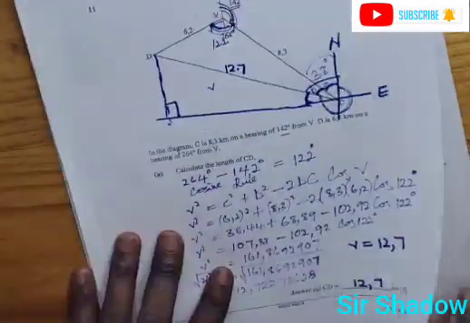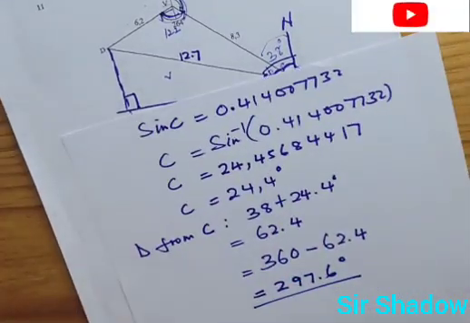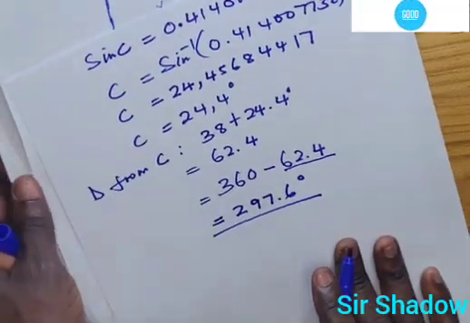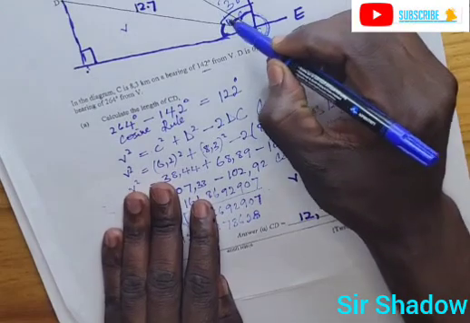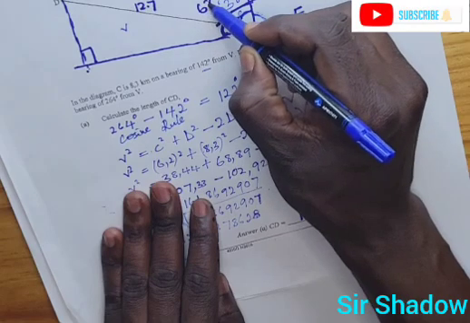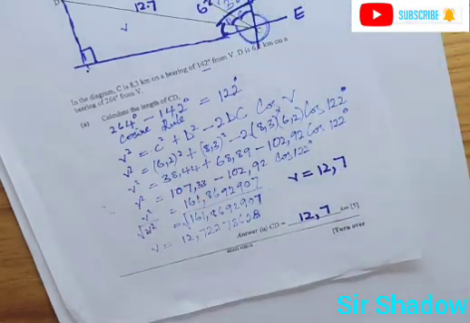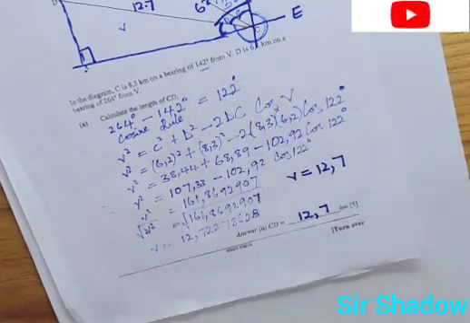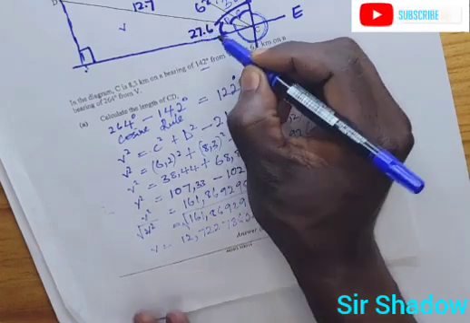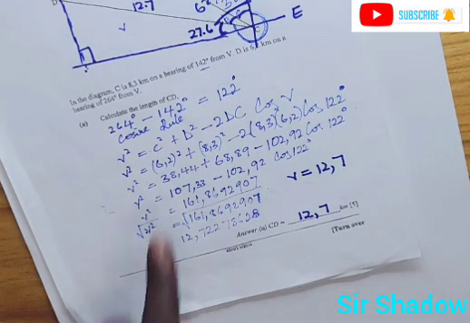From our last calculation, the overall angle is 62.4. Then we have to say 90 degrees minus 62.4 in order to find the angle inside, which is 27.6. So the angle inside is 27.6, right? We want to find this length.